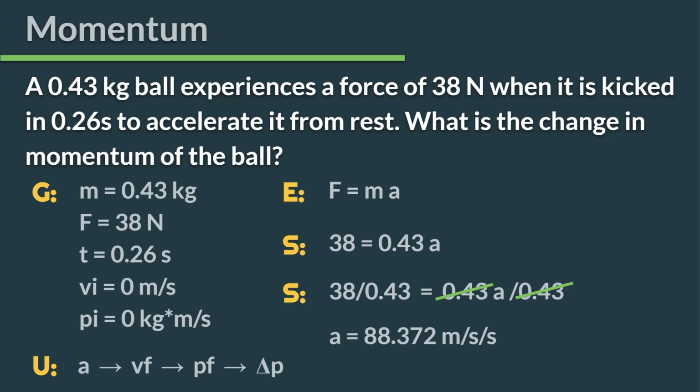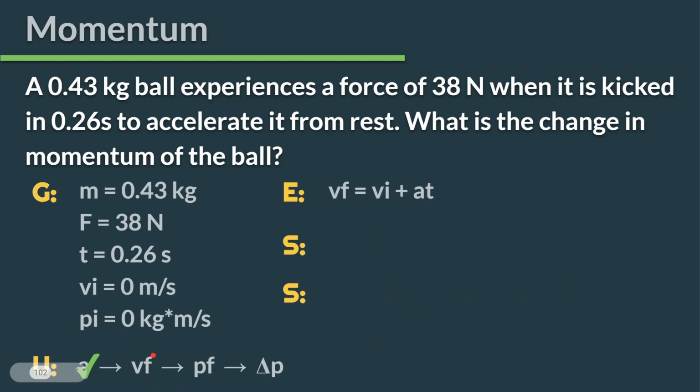So with this acceleration, now we're going to, again, check it off. I found A, now we're looking for VF. Okay, VF, we're going to use our kinematic equation, specifically this one. VF equals VI plus A times T, and we're using that one because I know VI is 0. I just found my acceleration to be 88.372, and I know the time. So because I know all those other variables, I can plug into this.